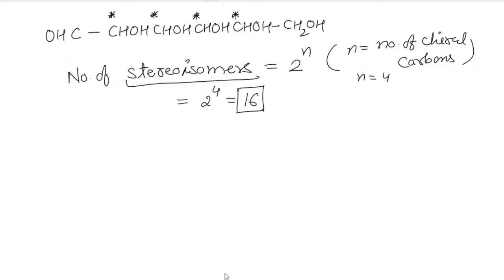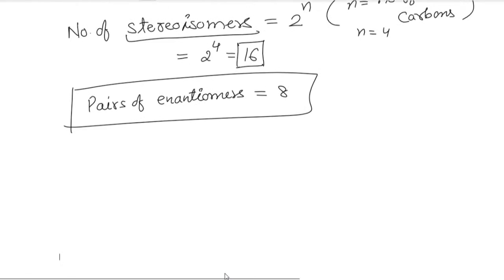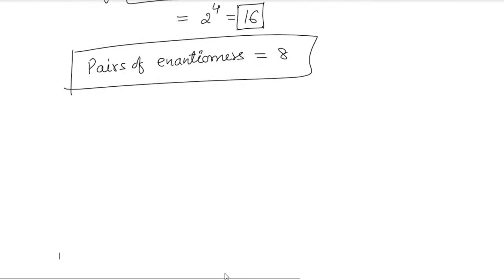So the total groups are, pairs of enantiomers are 8. There are 8 pairs of enantiomers. Okay. Now the exact spatial arrangement of the different OH groups was determined by Emil Fischer, a German scientist.